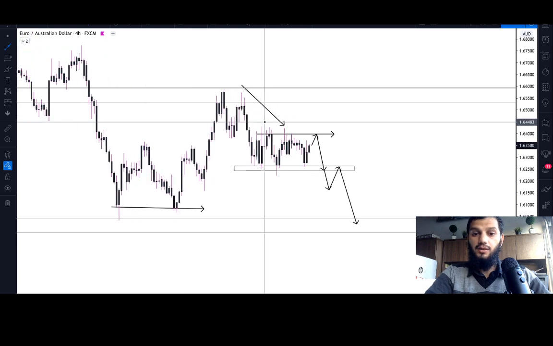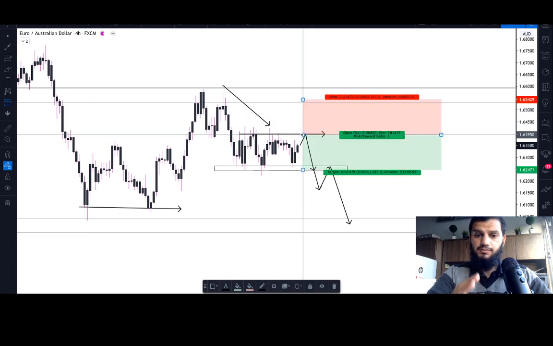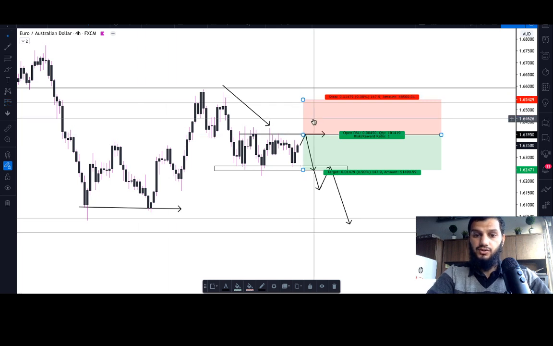So what I'll be expecting for Euro AUD is if we could see price just push into our level of resistance once again, have that rejection, and then we can look to enter our sell position, because the daily time frame is bearish, and now the 4-hour time frame is also suggesting bears. So once we see price go into that level, we see some sort of rejection, we would execute the short position.